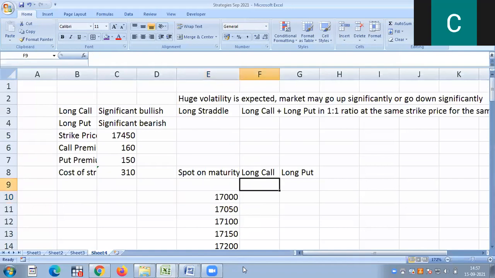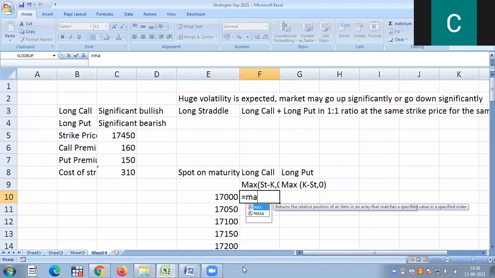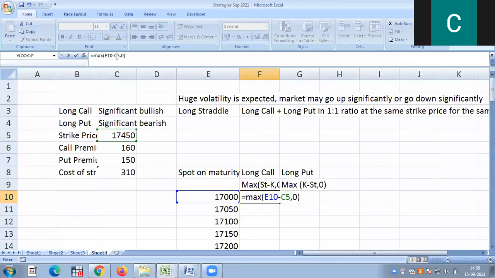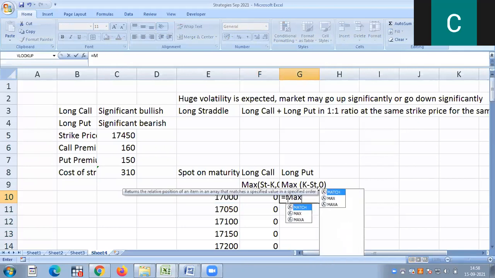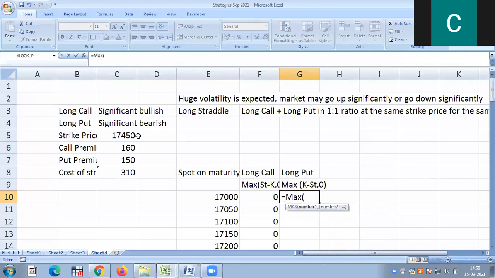now long call payoff is what? Gross payoff? Maximum of ST minus K comma 0. Long put payoff is maximum of K minus ST comma 0. So maximum of ST minus K, where K is how much? 17,450. 450 or 0. Out of these two, maximum value. Put option, maximum of 17,450 minus spot price.